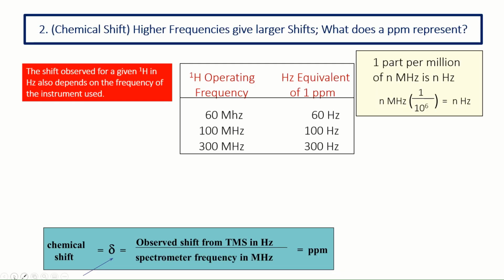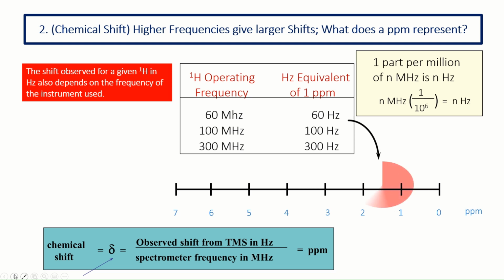So herein is a typical spectrum, and we have here the frequency equivalent of the ppm scale. Now, again, realize that the ppm is the same whatever power magnet you use. And if we're operating at 300 megahertz, for example, 1 ppm will be 300 hertz.